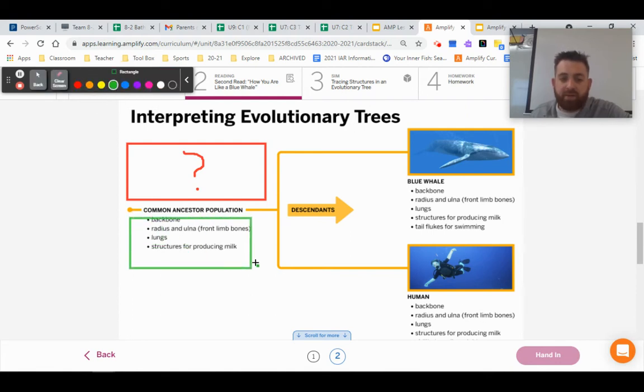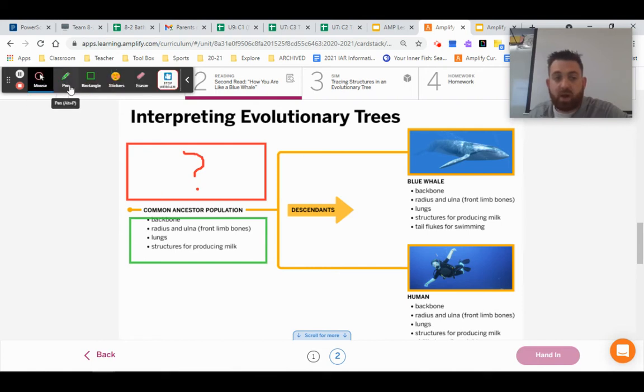So underneath here, we have these traits. And the traits here by the common ancestor population are the traits that both of our descendants have in common. So these here should be the same traits that we see over here within our organism. So we have backbone. They both have backbones. They both have radius and ulnas, and so on and so forth. The common ancestor always has the same traits as its descendants. But not all descendants have the same traits as each other. So structures that produce milk and so on.